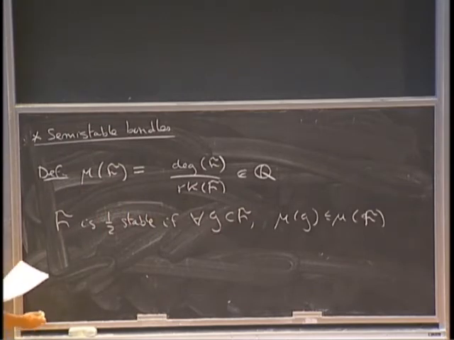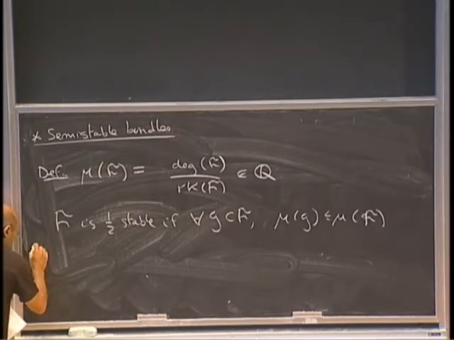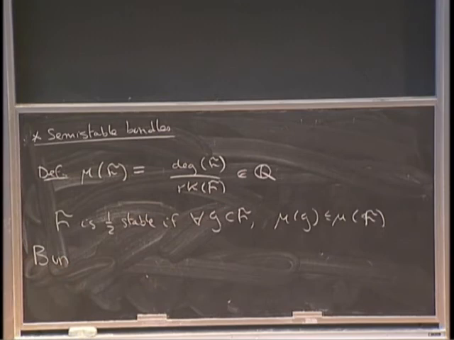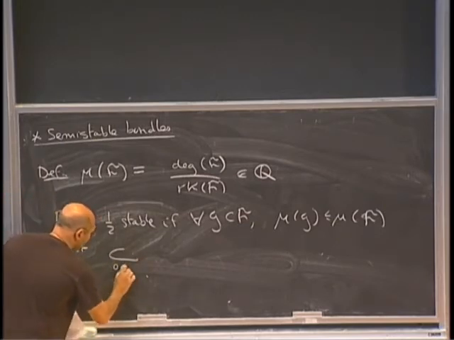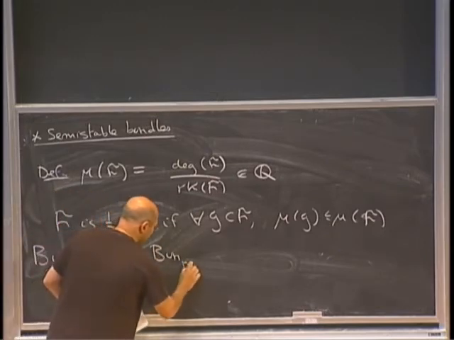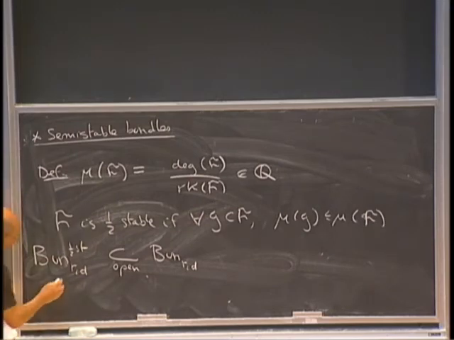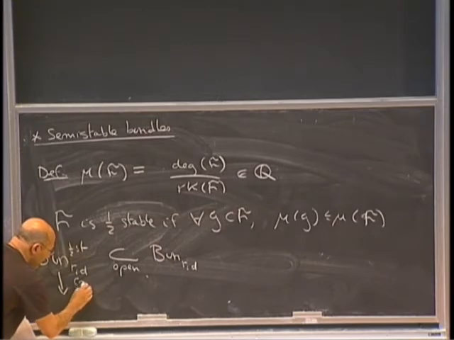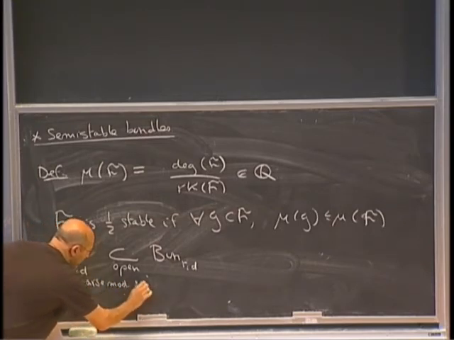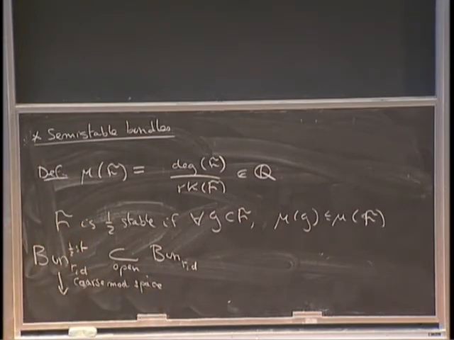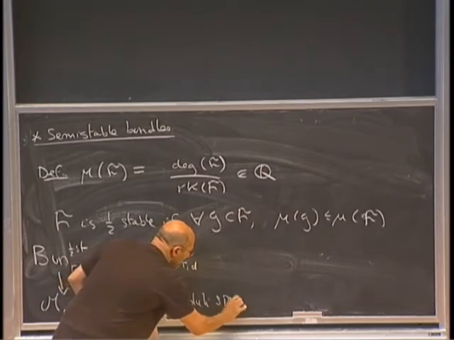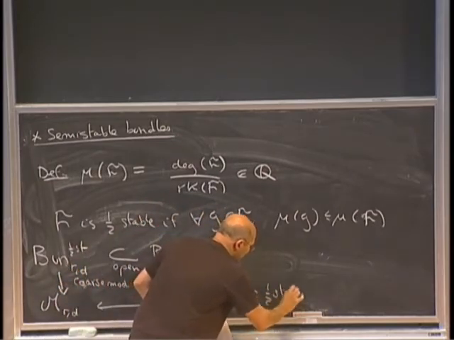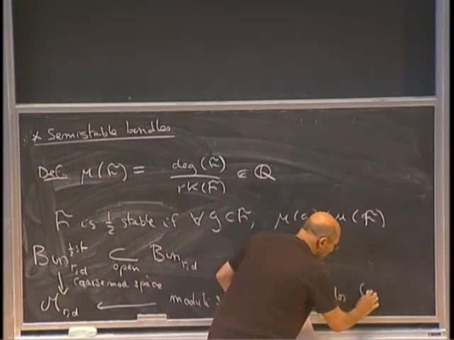And I don't really have time to go into details, but you can consider the substack of Bun_{R,D} corresponding to semistables. And this is an open substack in the moduli stack of all bundles. And this one admits a coarse moduli space, so an actual variety which satisfies the natural universality property. Let me denote it by M_{R,D}. And so this is the moduli space now of semi-stable vector bundles. And it's known to be singular in general, but projective.